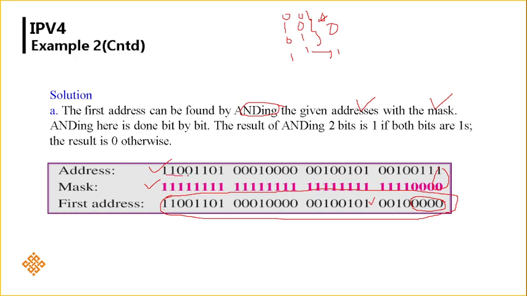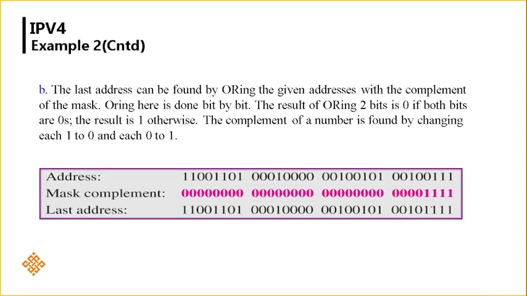If you want, you can check it. The address you have will be the same here, there is no change, except the last 4 bits are changed to 0. These are all the same, so only these bits are changed to 0. In this way, just by doing the ANDing operation with the mask and the given address, you will get back your first address. So now, how to find the last address?